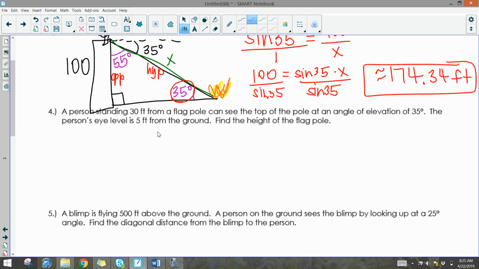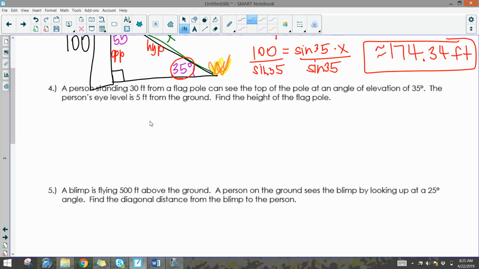Number 4, a person standing 30 feet from a flagpole can see the top of the pole at an angle of elevation of 35 degrees. The person's eye level is 5 feet from the ground. So this is throwing a little bit of a wrench in it. Normally, if it's not stated like, oh, the eye level is X amount of feet off the ground, then it's just assumed that everything is measured from the eye level. The horizontal, you don't need to worry about adding.